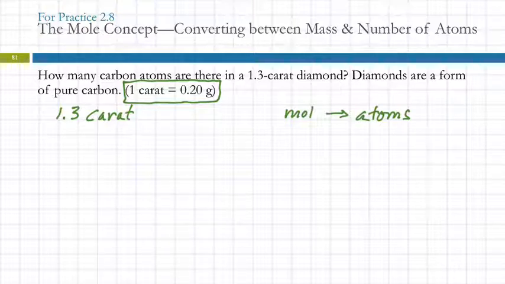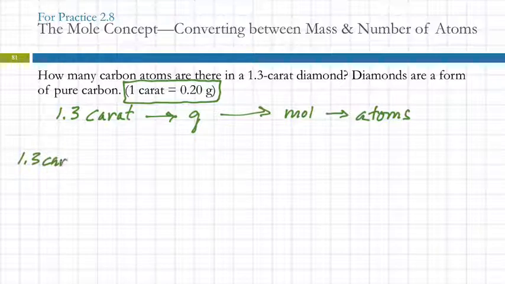But we hadn't talked about carats at all. That's why we gave you this. 1 carat is 0.20 grams. Can I convert carats into grams using that? Sure. Can I convert grams into moles? Yeah, we just learned how to do that. So there's my path. 3 arrows, 3 conversion factors.